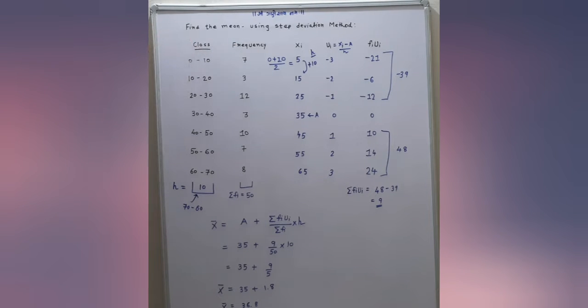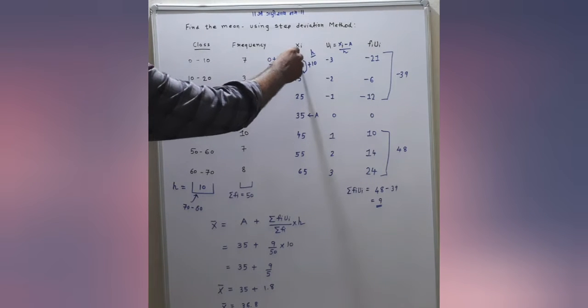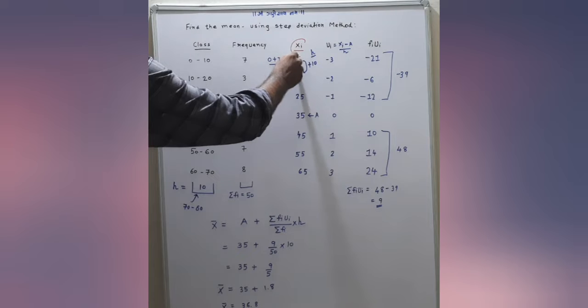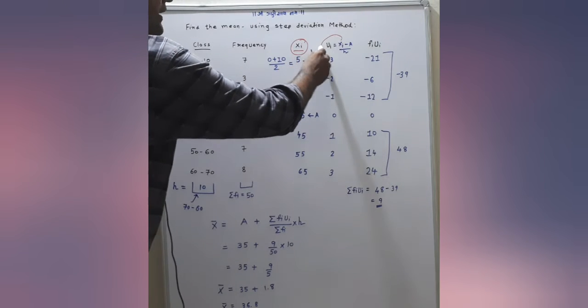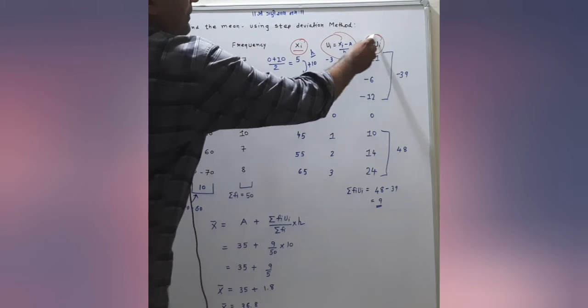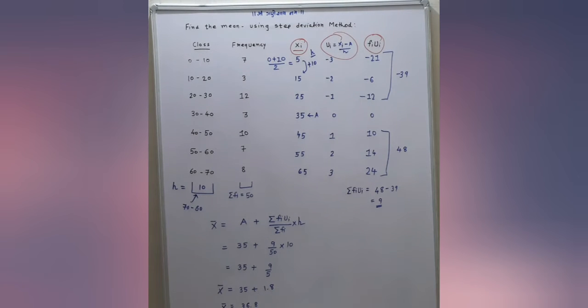Classes are given here: 0 to 10, 10 to 20, 20 to 30, 30 to 40, 40 to 50, 50 to 60, 60 to 70. In the same way, frequencies are given: 7, 3, 12, 3, 10, 7 and 8. Those two sets of data are given in the question. From this we have to calculate the remaining data: like in the previous sum, we need to find xi, and then ui, and then fiui. These three things we need to find here.